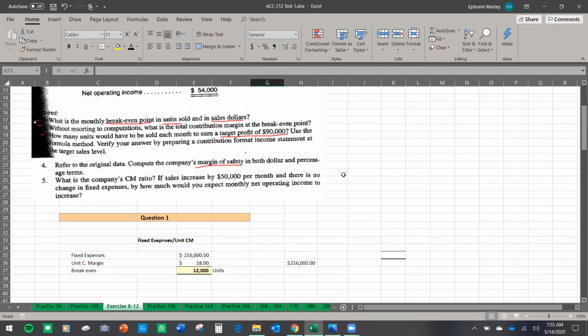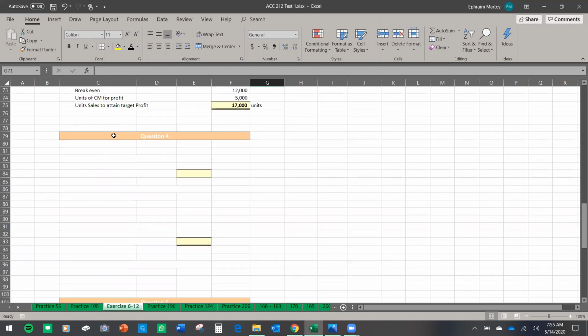So margin of safety: how safe are we from having a loss? How far are we? Are we close or are we far? That's what we're going to compute, the level of sales above the break-even point. We need to calculate in both dollar sales and percentage, and we have 2 formulas for those two. So let's move on to number 4.